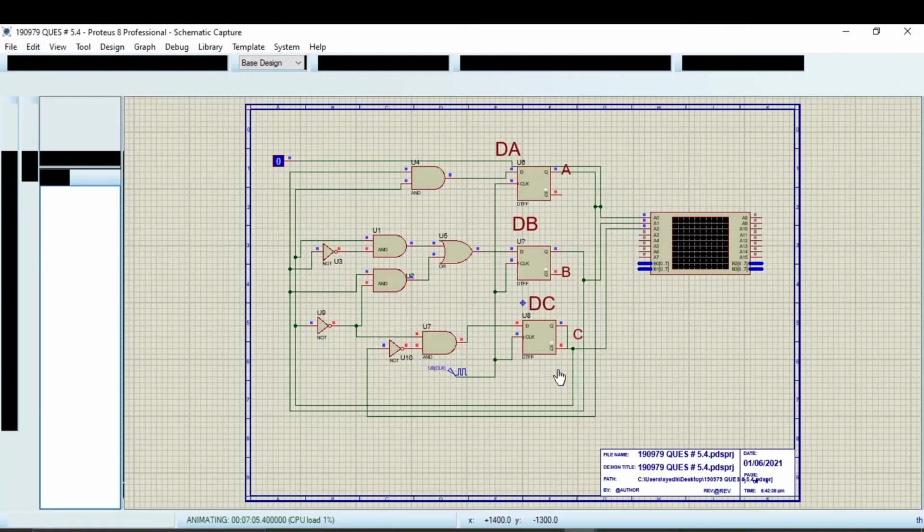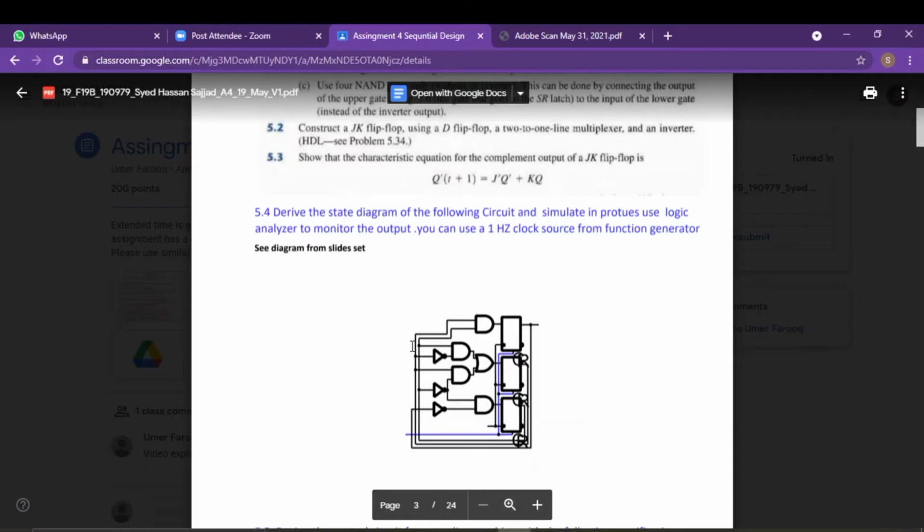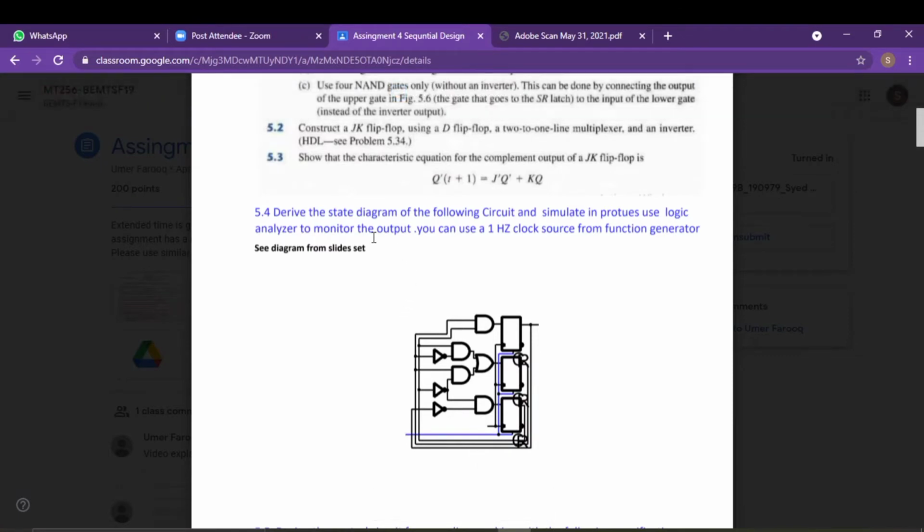This is the first part of this video, in which I have made a sequential circuit with the help of a combinational circuit, and then I have used the logic analyzer at the output. Here we go. First we will see what the question is saying. It says to derive the state diagram of the following circuit, simulate it, and use the logic analyzer to monitor the output. You can add only a 1 hertz clock from the source generator.